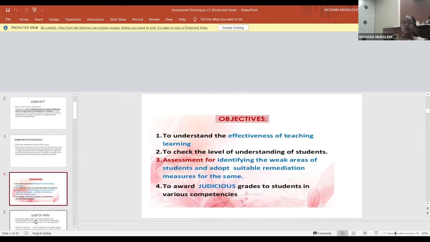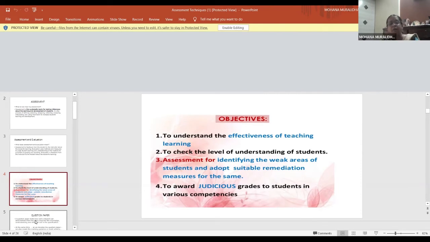Then I am able to understand, okay, the child is not able to do the calculation. So when we assess like this, we are able to understand where the child actually lags. And the lagging part, we should be in a position to emphasize. That's the purpose of this assessment.